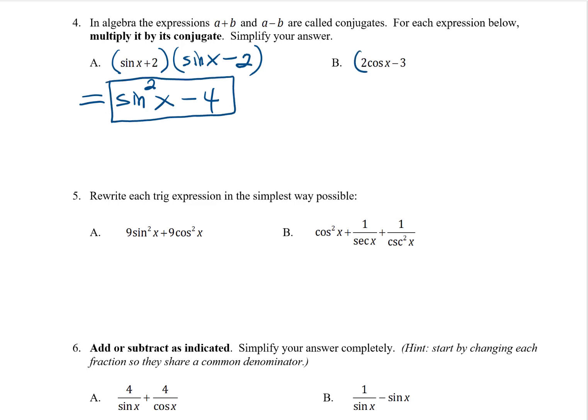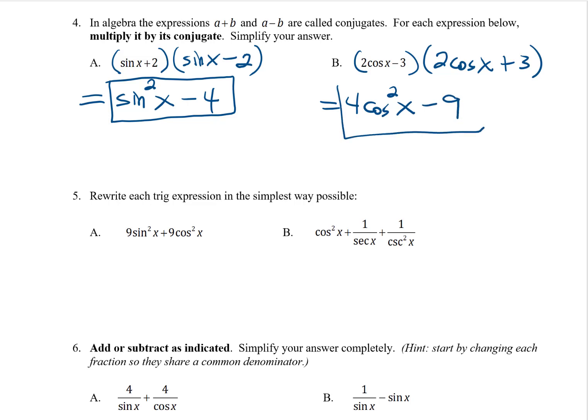Letter B, the conjugate of 2 cosine x minus 3 would be 2 cosine x plus 3. Again, I'll FOIL. 2 cosine x times 2 cosine x would be 4 cosine squared x. The middle pieces are just going to wipe out. It's a 6 cosine x and a minus 6 cosine x. And then you get minus 9 from the end. And once again, I'm done.